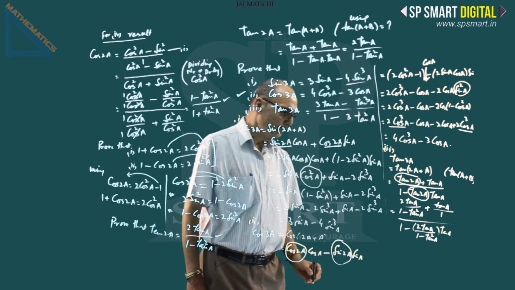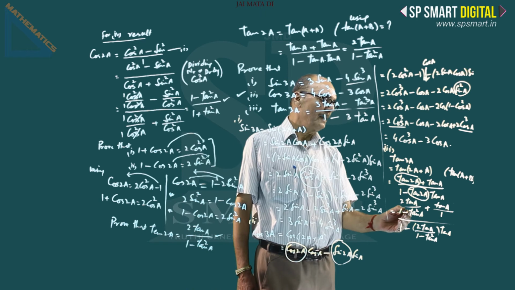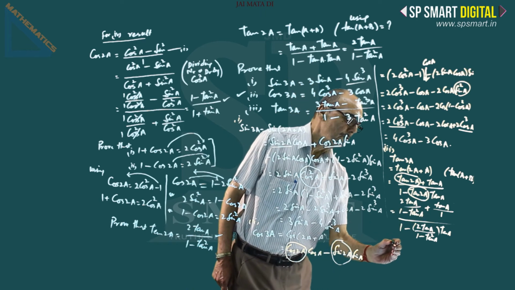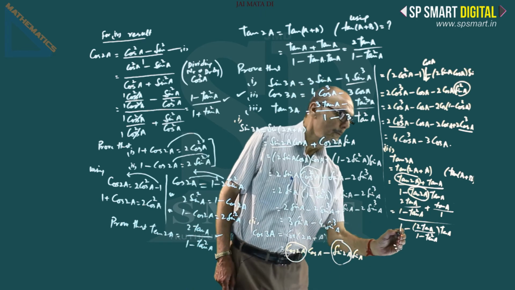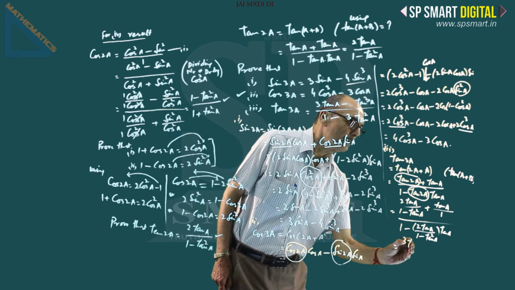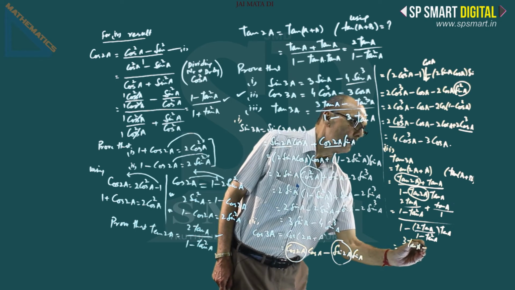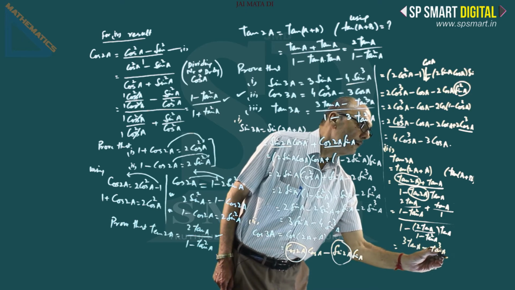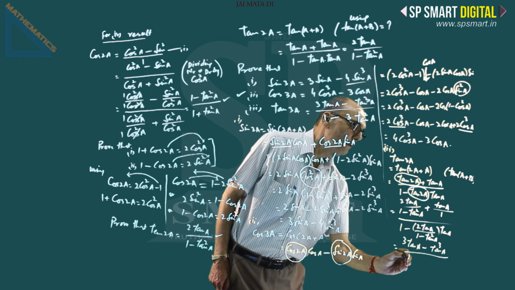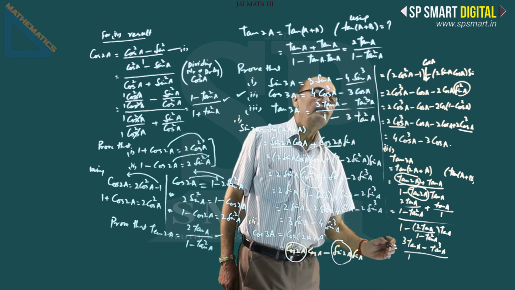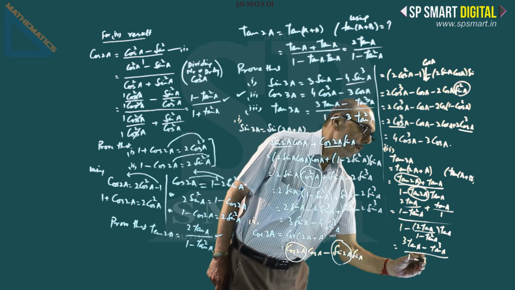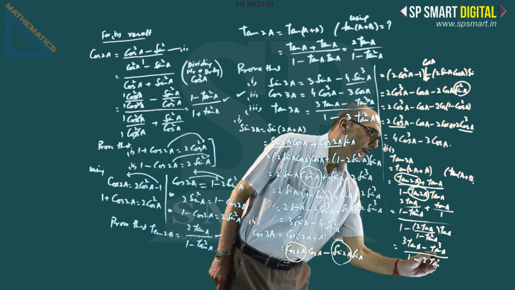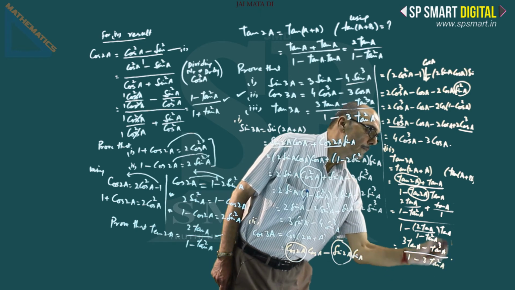And finally, if you simplify it further by taking LCM here, this will be equal to 3 tan of A minus tan cube A upon 1 minus 3 tan square A. That is all.